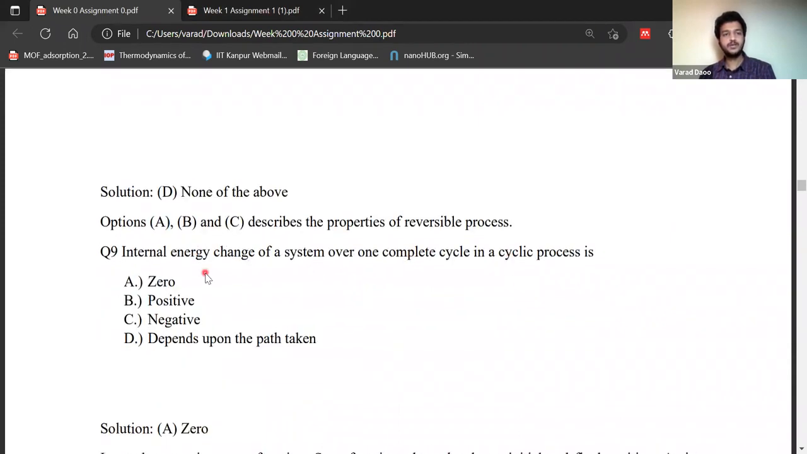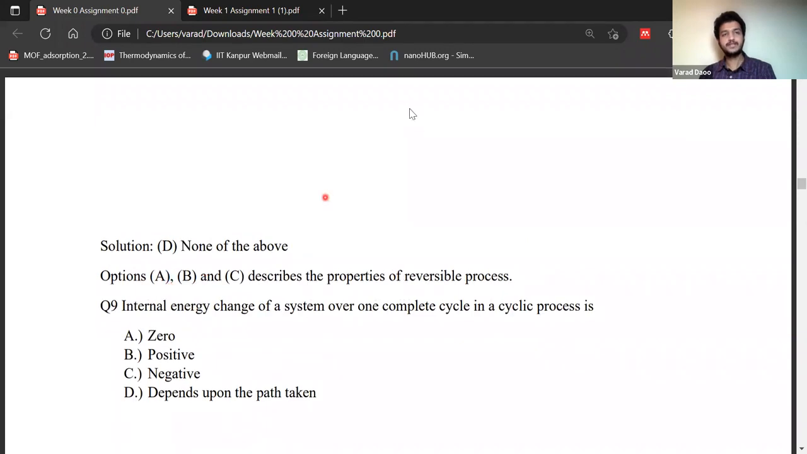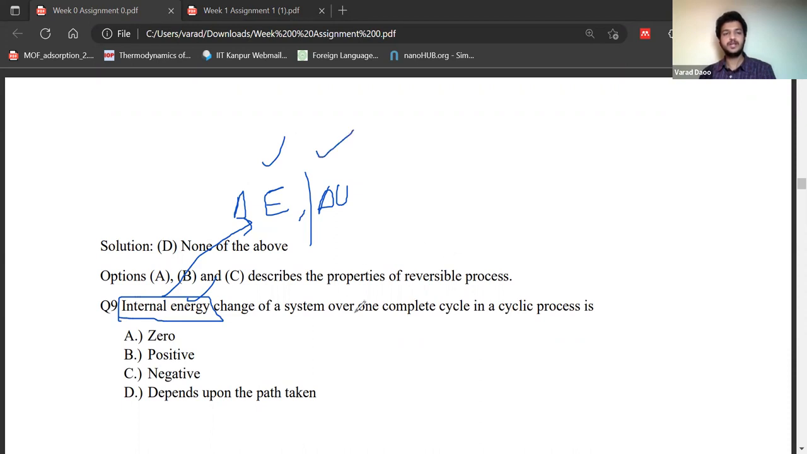Okay. So now the next question is quite an interesting one. Internal energy change. Okay. So what is internal energy? In the textbook, people usually use E, delta E, or delta U as a representation for internal energy, right? So we are talking about this. Both of the nomenclatures are fine. So the internal energy change of a system over one complete cyclic process. Okay. So what is a cyclic process? Let us first discuss that.